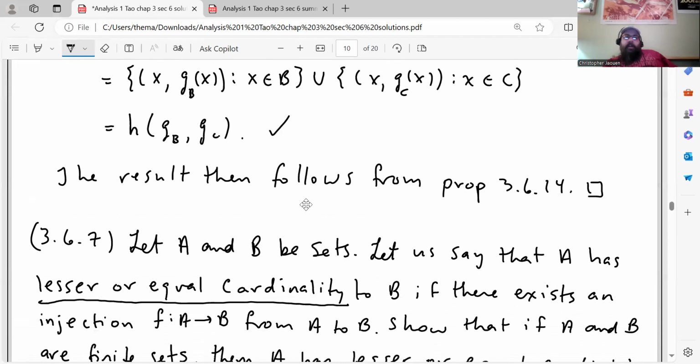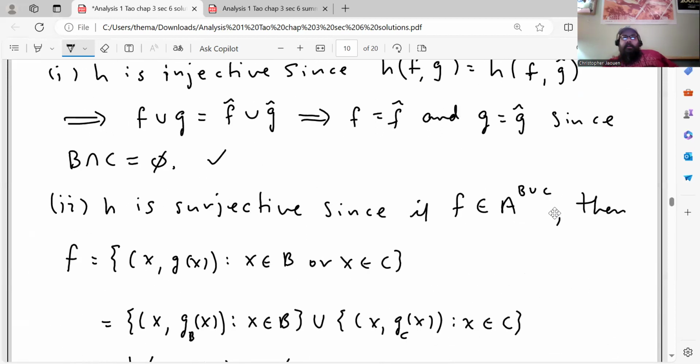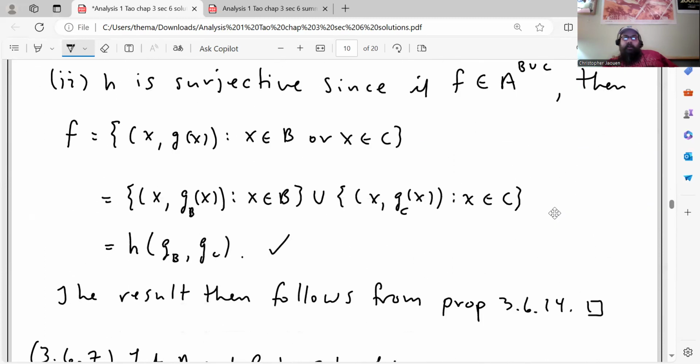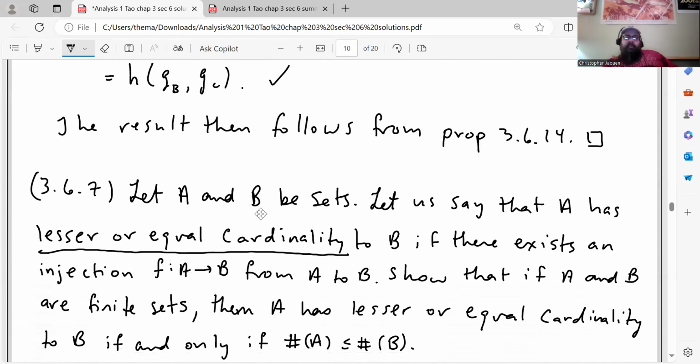All right, the result follows from proposition 3.6.14, if the sets B and C are disjoint. Okay, that's the proof of that one.